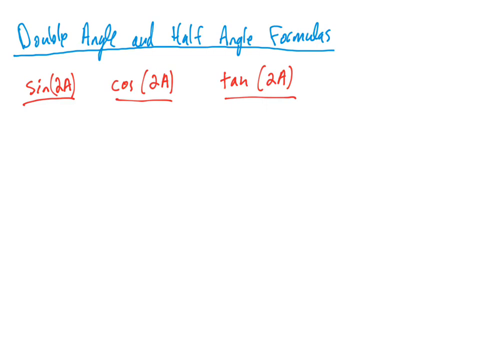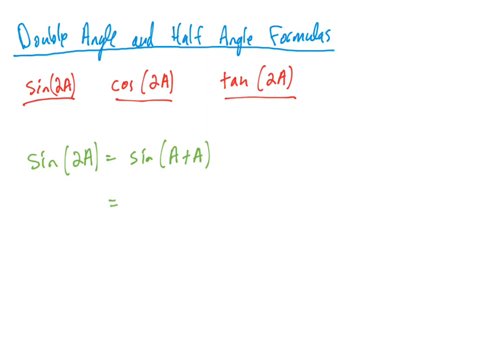In each of these instances, a is some angle, so we want 2 times that angle. We'll first start with sine of 2a, and we will derive this by using the sum formula for sine. So suppose we have sine of 2a. Well, that's the same thing as a plus a.